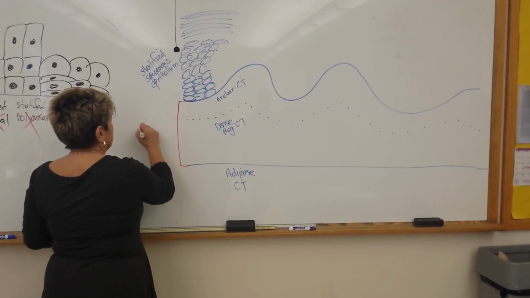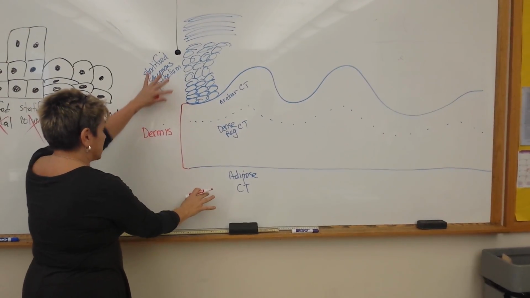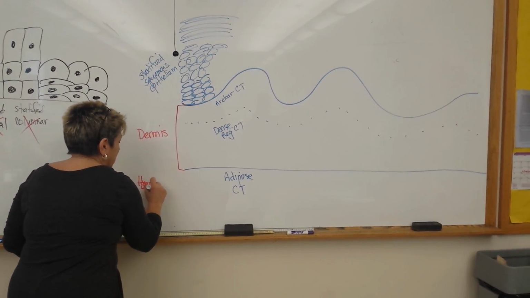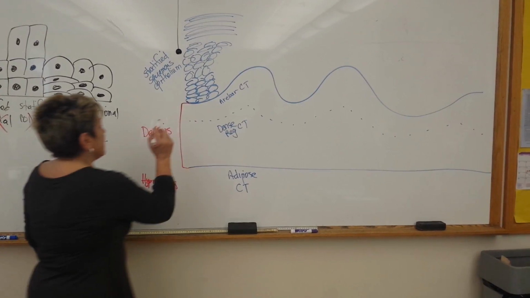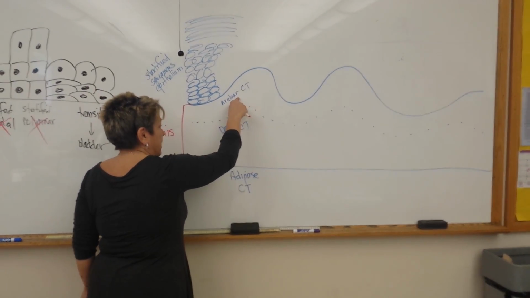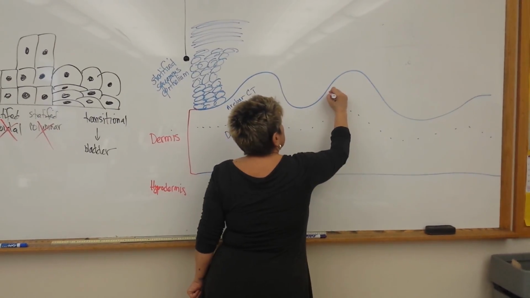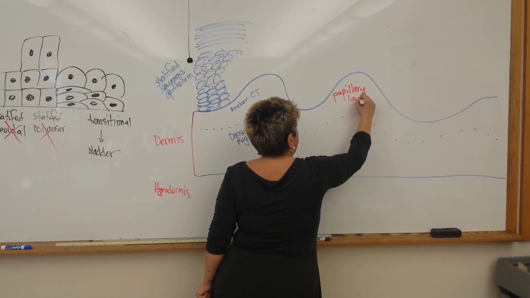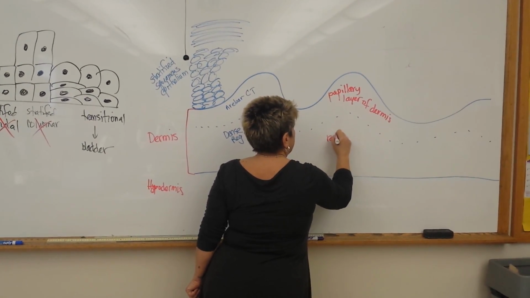This is the dermis. This is not part of the skin. This is the hypodermis. If you see adipose, you're in hypodermis. So this is the tissue type, but the layer, what's the name of this layer? Dermis. Hypodermis. Just derm. This is the papillary layer of the dermis, and this is the reticular layer.